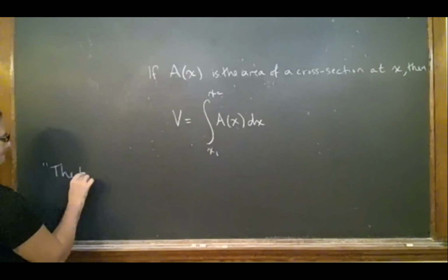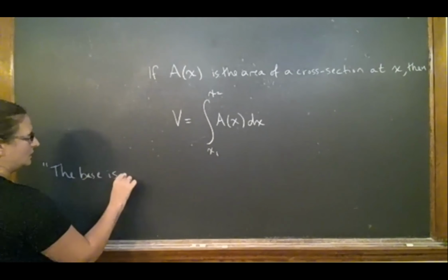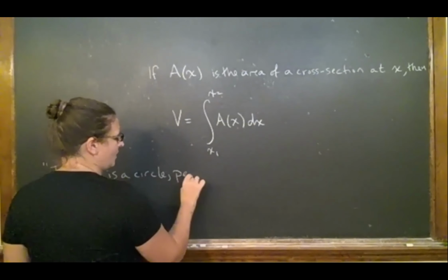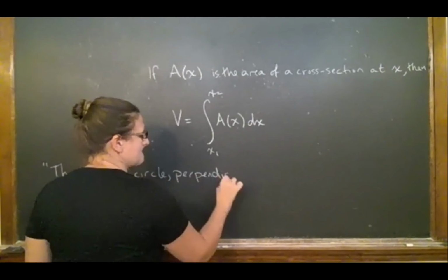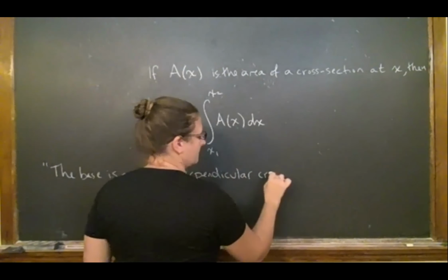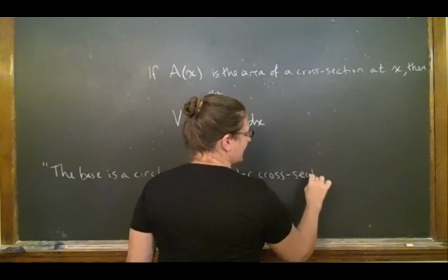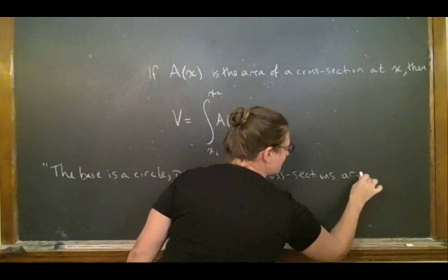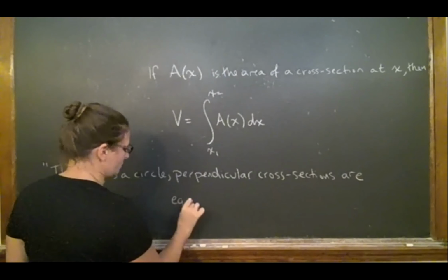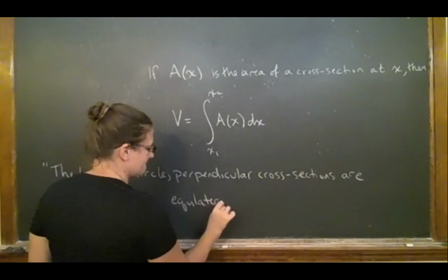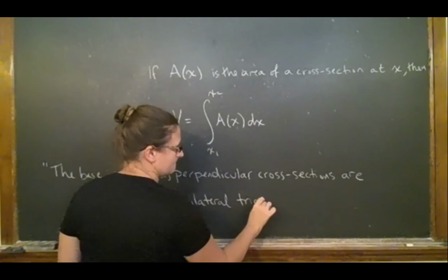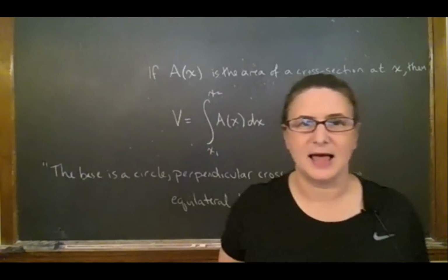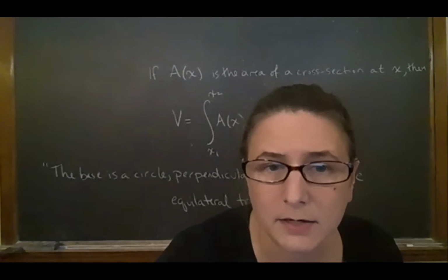The base is a circle, perpendicular cross sections are equilateral triangles. Okay, so you're like, what the heck is that? So I found a picture.